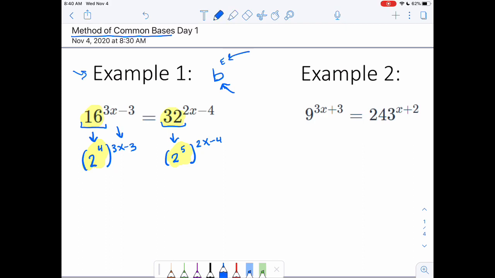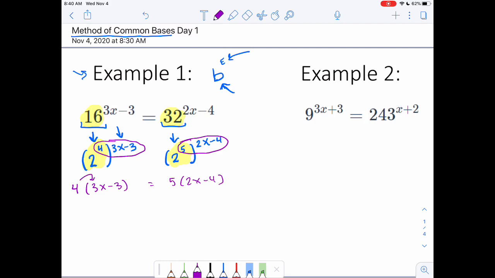Now we solve these equations by bringing down our exponents. Now that the bases are the same, we can ignore them and just focus on the exponents. So we're going to have 4 times 3x minus 3 equals 5 times 2x minus 4.